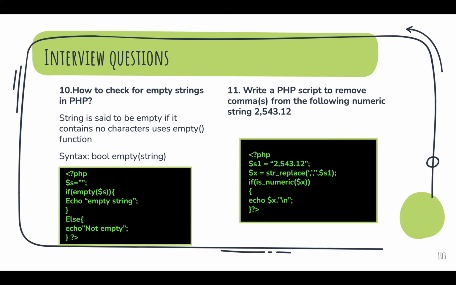How to check for empty strings in PHP. A string is said to be empty if it contains no characters. Thus, we can use the empty function. Here's a code example of that. Another interview question is, suppose they ask you to remove the commas from a numeric string, we can use the str_replace function, which replaces the commas in a numeric string.